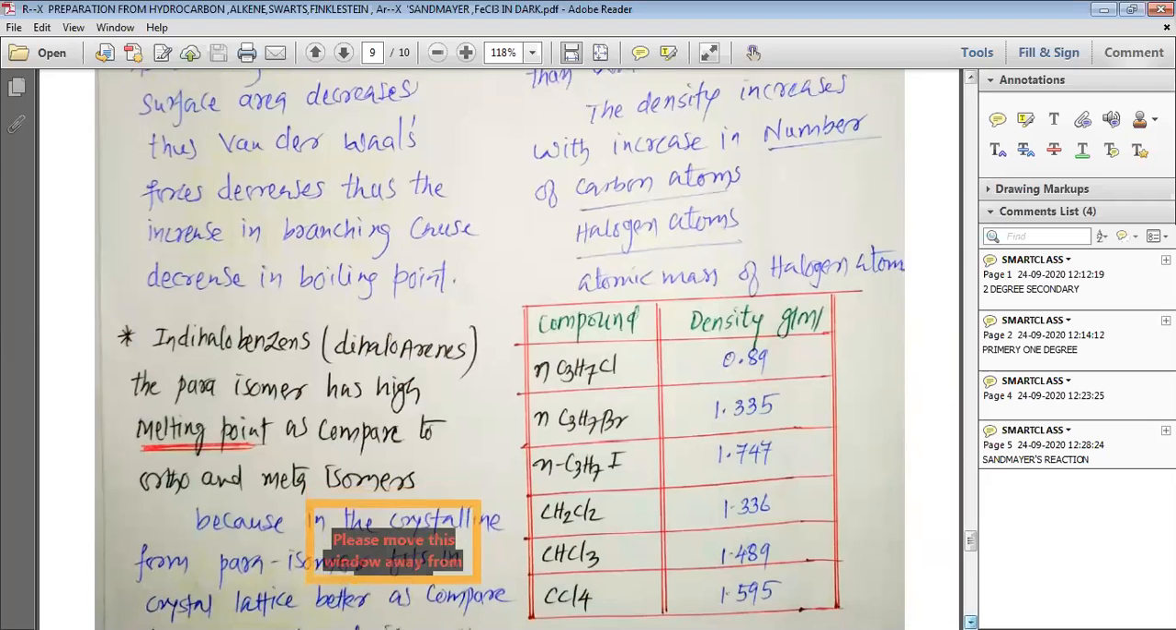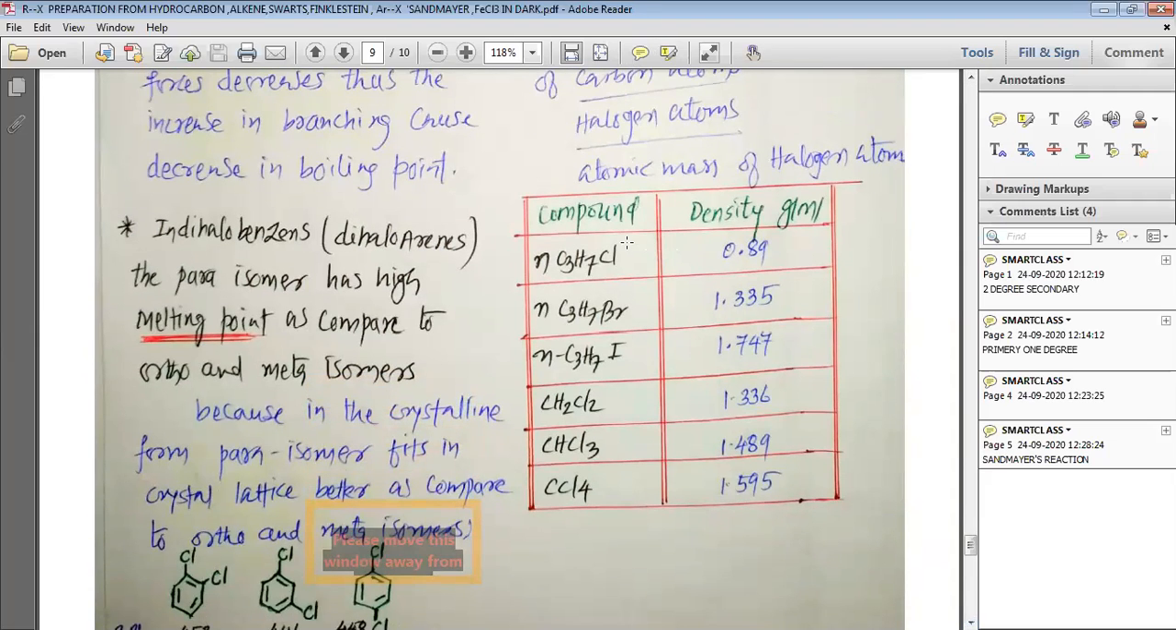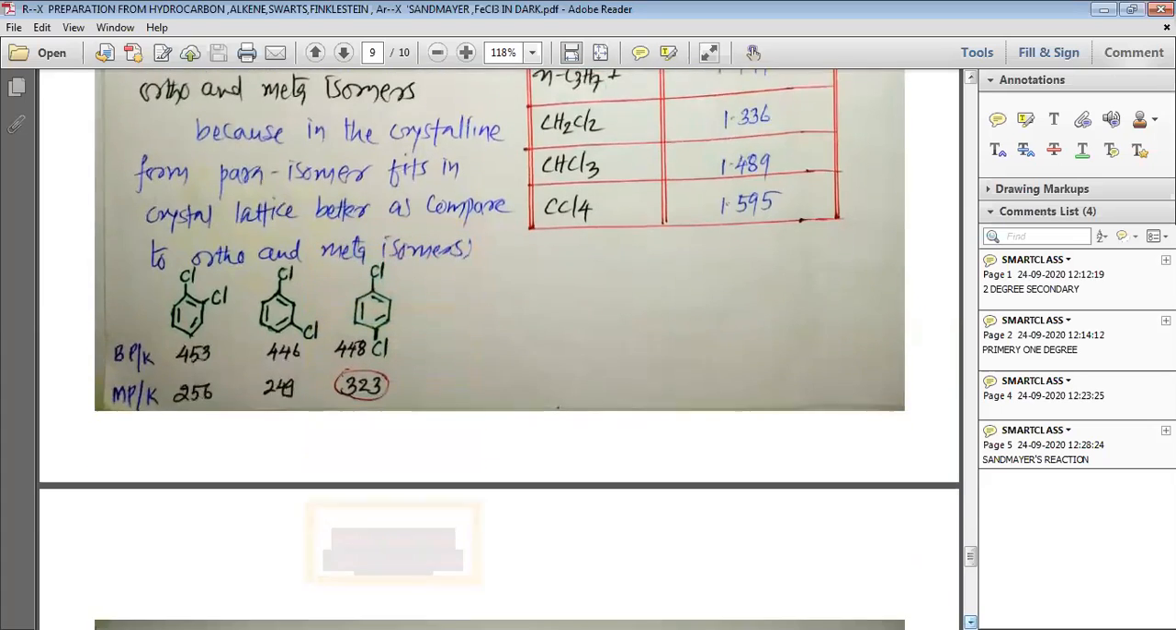You can see here, I have written the density of the various compounds. For normal C3H7Cl, that is normal chloropropane, it is 0.89. Because there is only one single chlorine, the density is less than water, or less than 1. But for normal bromopropane or normal iodopropane, or when we have more than one chlorine atom, that is dichloromethane, trichloromethane or tetrachloromethane, you can see that their density is more than 1 and they are heavier than water.